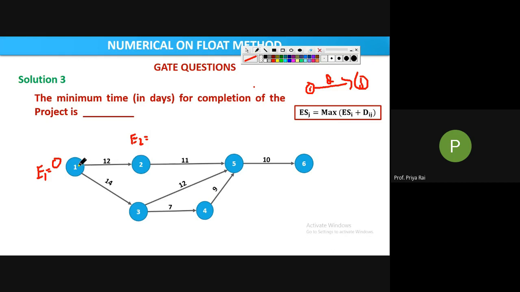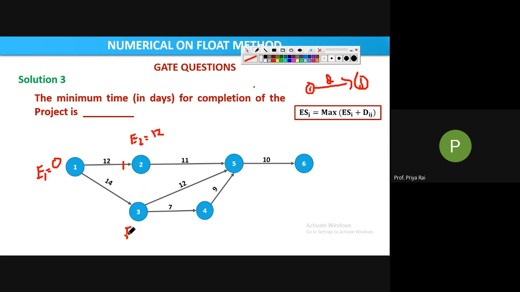So here, see, 1 to 2. For this we have to see how many arrowheads are attaching with this event for E values, and for L values we have to see how many tails are attached. Forget about it, first we will calculate the E value. For E, how many arrows are there? One arrow, so only one value of E we will get in this event, which is coming from one event. So E1 plus duration, which is 0 plus 12, is 12.